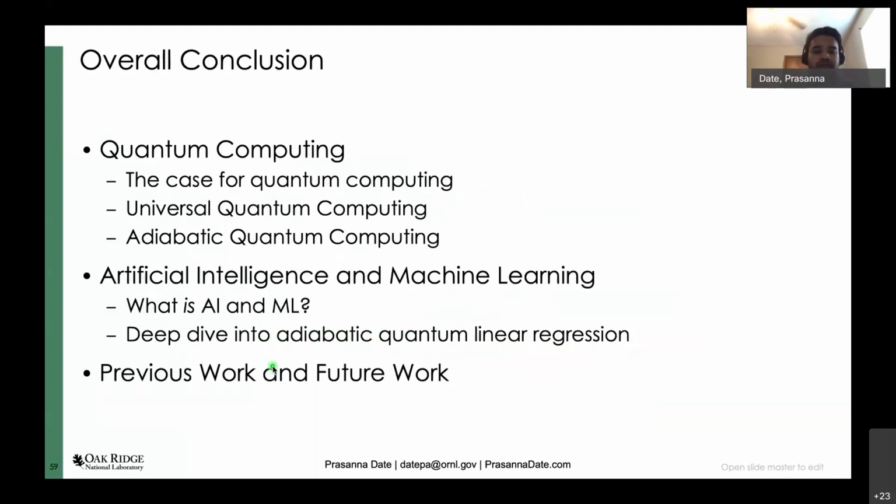The first part of the talk was catered towards quantum computing. The second part of the talk was about artificial intelligence and machine learning. And we also dove deep into formulating the linear regression problem as a QUBO problem and actually solving it on the D-Wave hardware. And in the third part of the talk, I talked about my previous work, which was a classical quantum hybrid approach and the embedding problem, and some of the future works that I have in my near future plans.